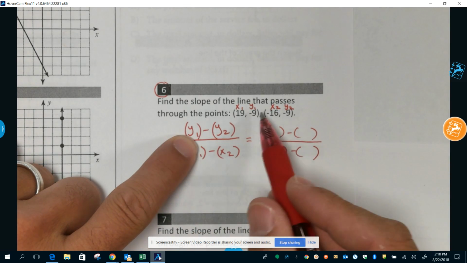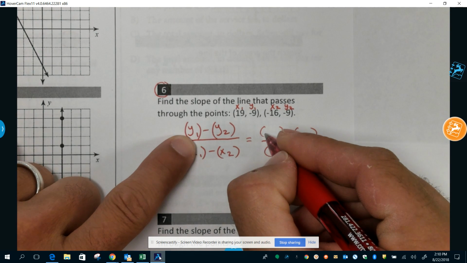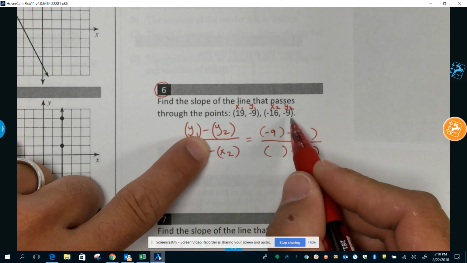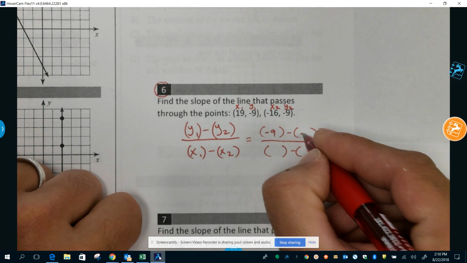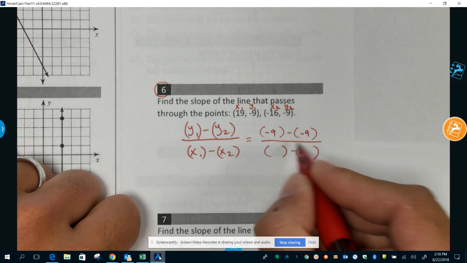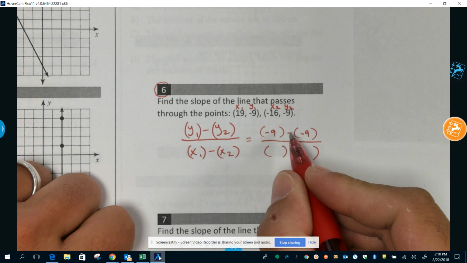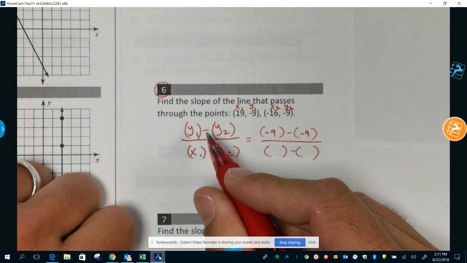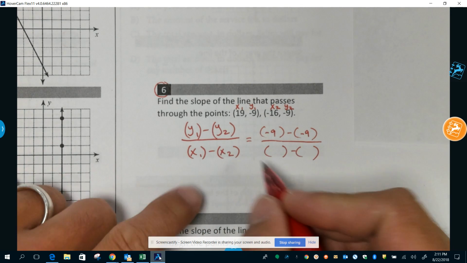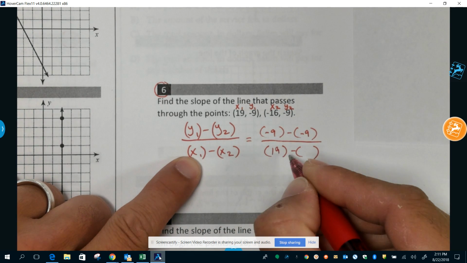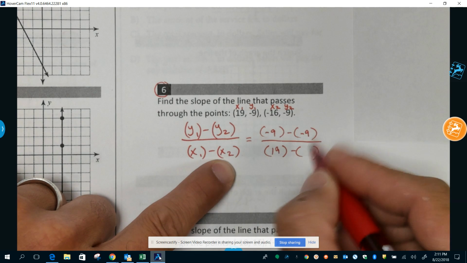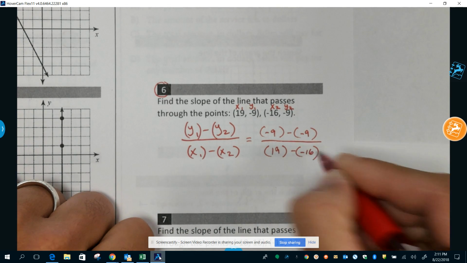So my y1 is going to be negative 9. My y2 is also going to be negative 9. So make sure you put negative 9 inside the parentheses. Okay, this minus sign is part of the formula. You have to have it there. Now we go to my x1, which is 19, minus my x2, which is negative 16.